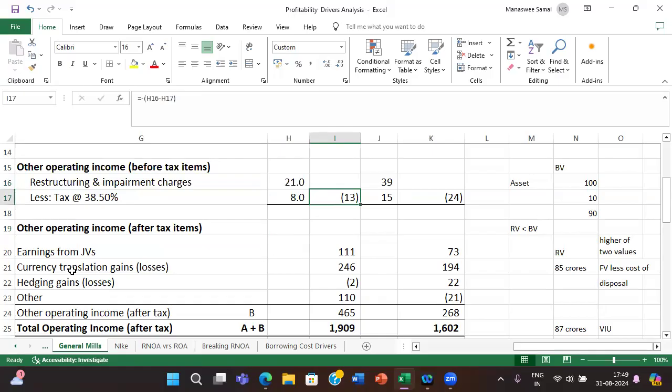Currency translation gain or loss, okay, is translation gain, as you have told in the class, the last class, if you recall, is related to foreign overseas subsidiaries, right?